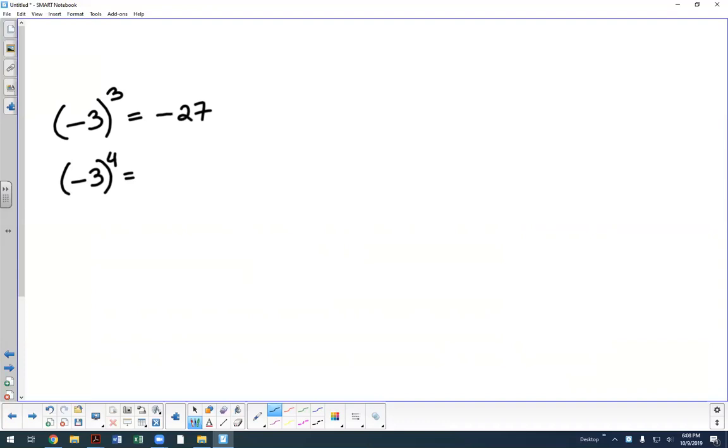What will -3 to the 4th power give us? 81. Positive, negative? Positive. Because basically you're just taking -27 and multiplying it by one more -3. So that means the two negatives will become positive, and of course 27 times 3 gives you 81. Now does that work with any number other than -3?